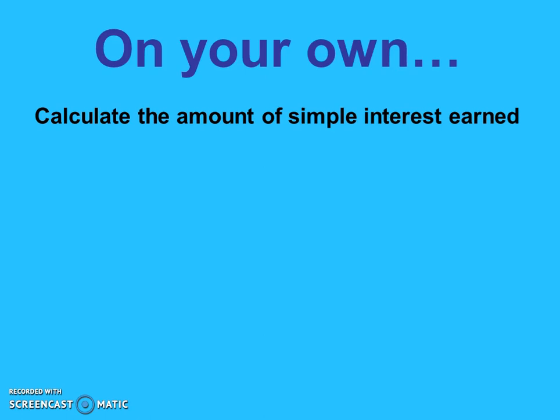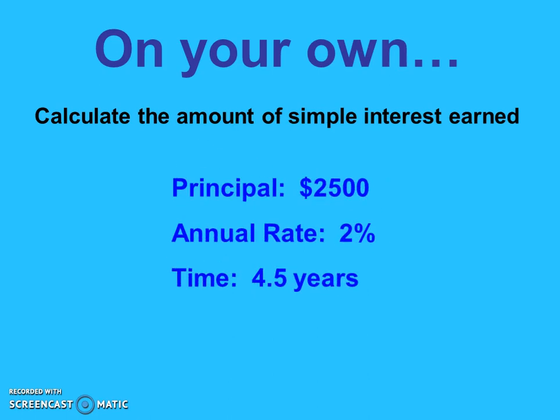All right, so this last one, we're going to have you try on your own. If you have a principal amount of $2,500 and an annual interest rate of 2%, and you leave that money in an account for 4.5 years, I want you to calculate how much simple interest you will have earned. Make sure that you work it out. Be careful on your interest rate. Make sure you think about how we use that 2%. And then bring that answer back with you to class.